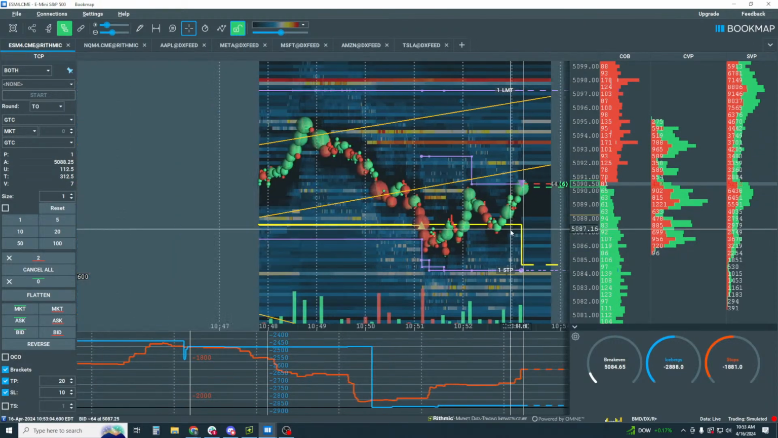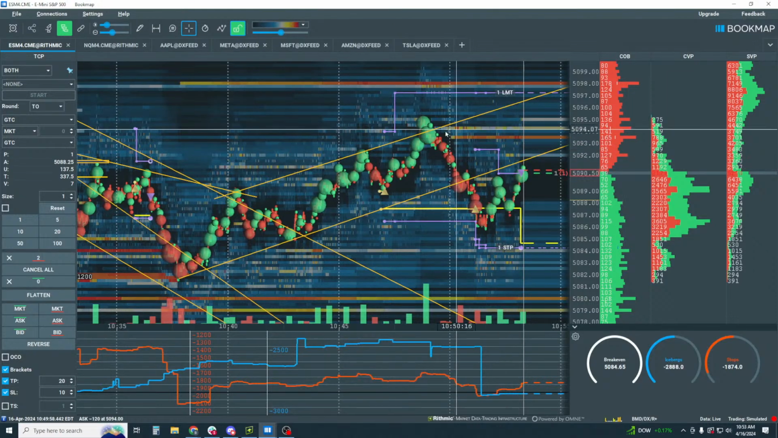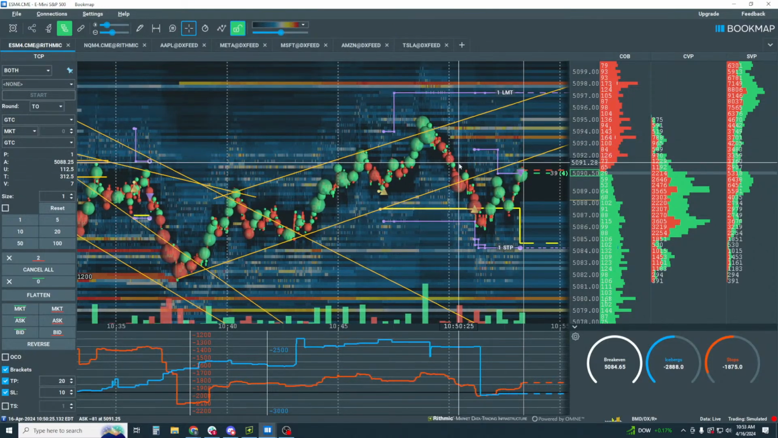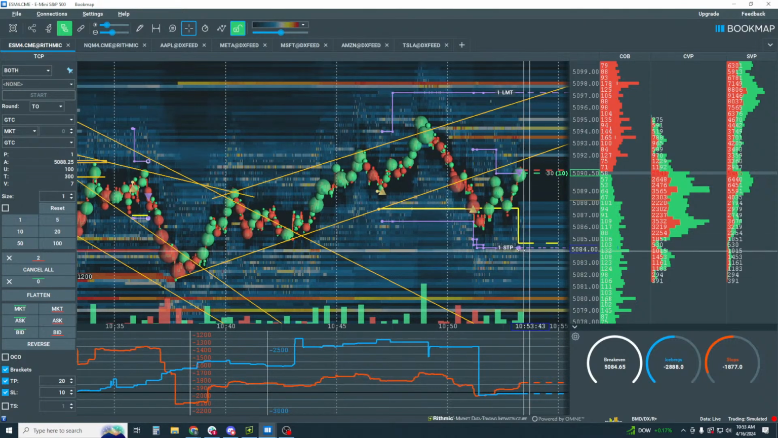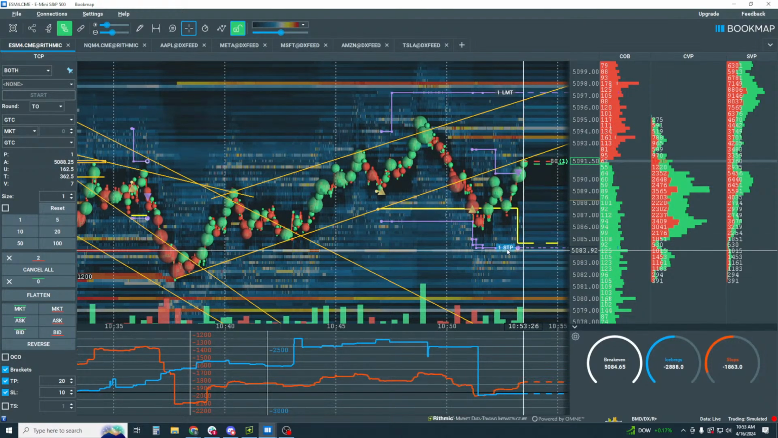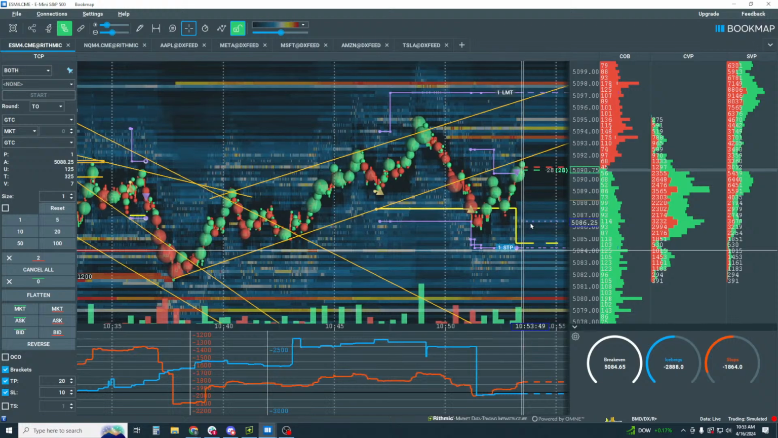Okay, all right, so our first target hit. Now we got to get back into this range in here and come back up into the swing here. So we're going to manage this pretty aggressively now, and I'm going to move my stop just below the swing here.